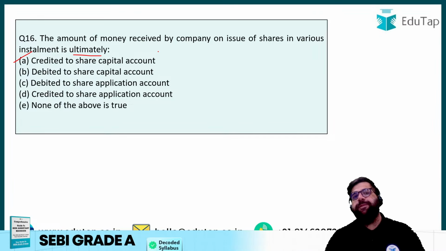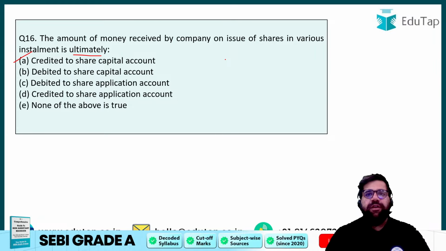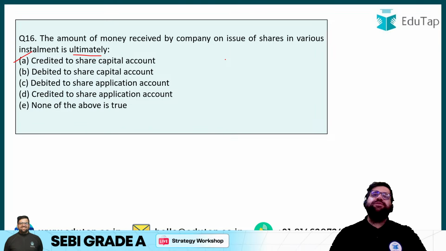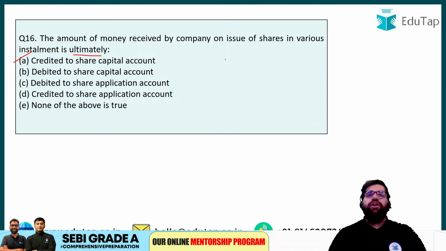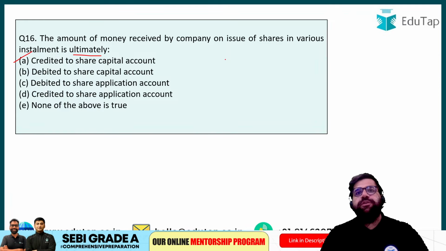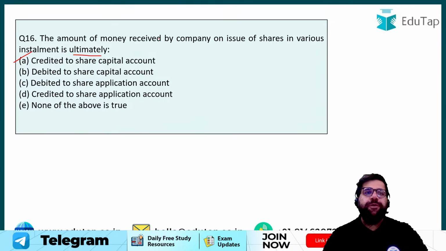credited to share capital. Even if you receive money at the application stage, you do what? Bank account debit to share application. Then later on you transfer the money in share application to share capital. So it will be share application account debit to share capital. Same goes for allotment. First you make allotment due, right? Share allotment account debit to share capital, right? And then you collect the money on allotment, which is bank to share allotment. So the correct answer over here will be option 16A.